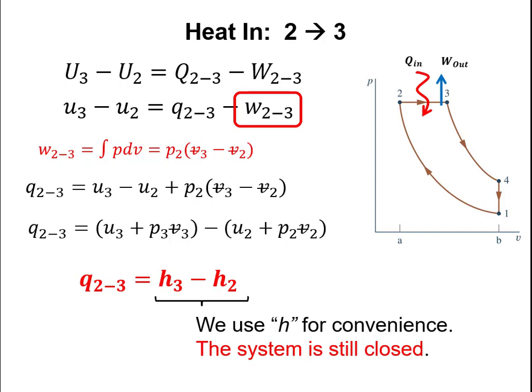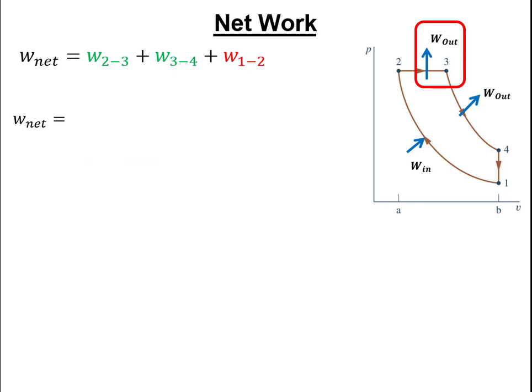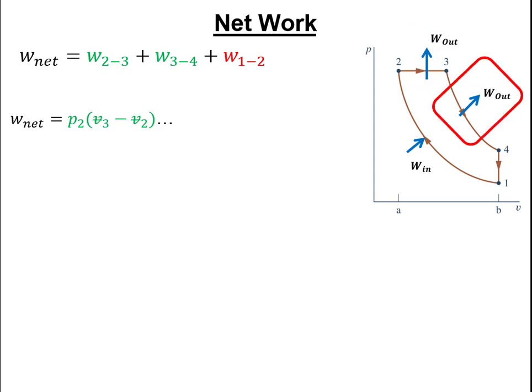So we're using H now, but that's for convenience and not as a signal that the system is open. So now I'm trying to find the net work. The net work is going to be the work from 2 to 3, which I've already calculated, is P2 times V3 minus V2. I want to find the work as I move from state 3 to state 4.